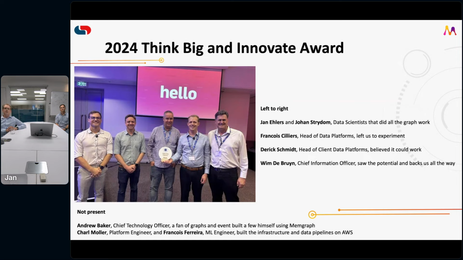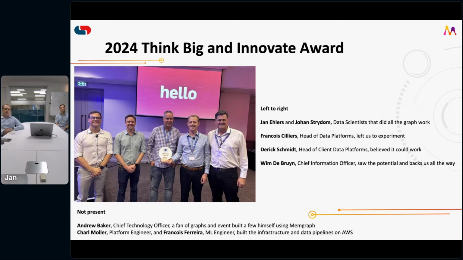Then 2 or 3 other people to mention that weren't present in this photo, right, is Andrew Baker, our then Chief Technology Officer. He's such a big fan of graphs. He built his own one on his Mac and played and put blog posts everywhere. So if you get people that excited, there must be something.